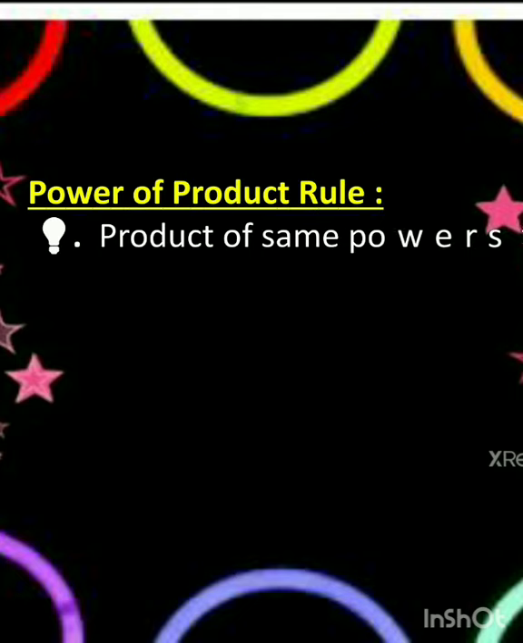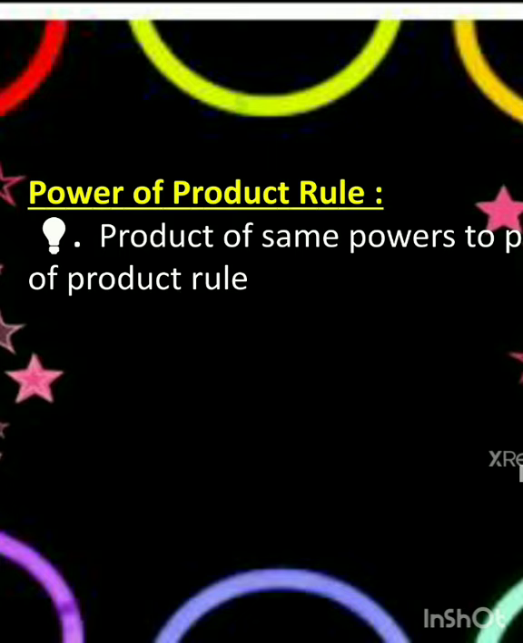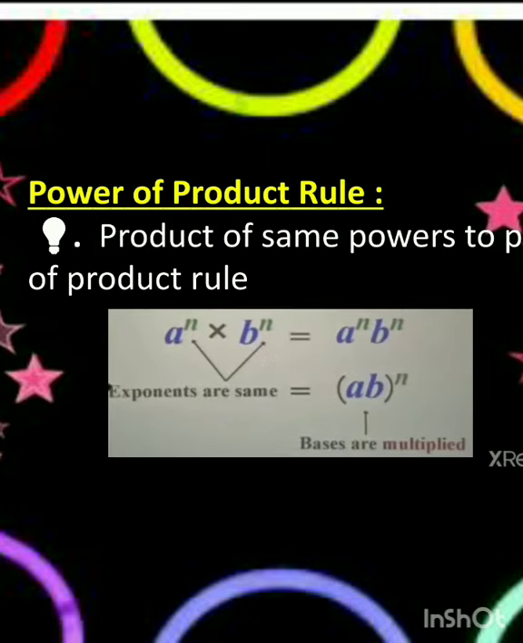Power of a product rule. Product of same powers to power of product rule. A power n into b power n equal to ab the whole power n. That is, exponents are same but the bases are different. If the exponents are same, we can multiply the bases. That is, ab the whole power n. So, the rule is a power n into b power n equal to ab the whole power n.